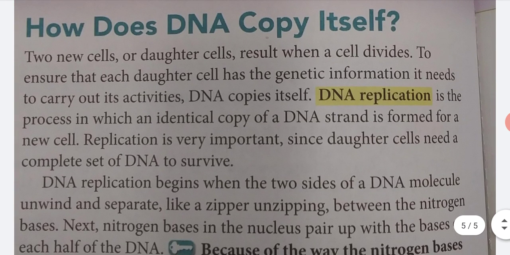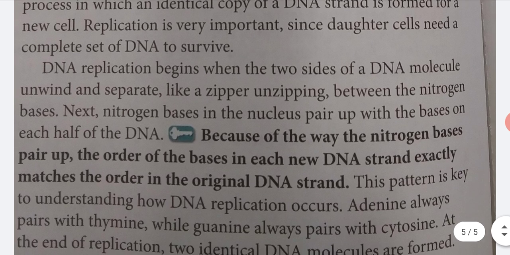How does DNA copy itself? 2 new cells, or daughter cells, result when a cell divides. To ensure that each daughter cell has the genetic information it needs to carry out its activities, DNA copies itself. DNA replication is the process in which an identical copy of a DNA strand is formed for a new cell. Replication is very important, since daughter cells need a complete set of DNA to survive.